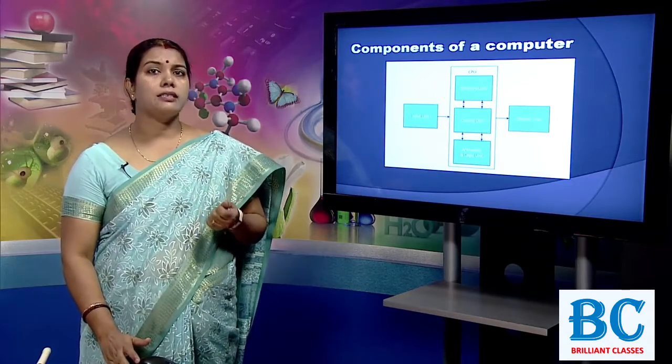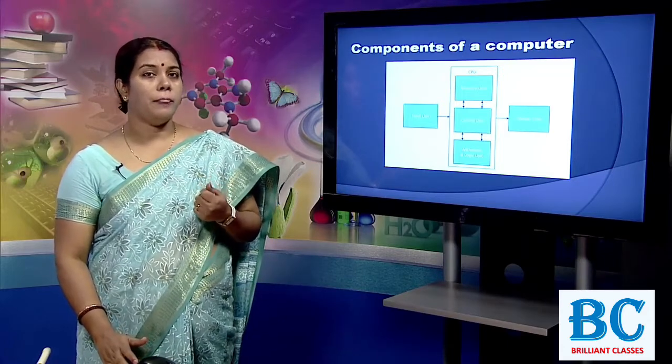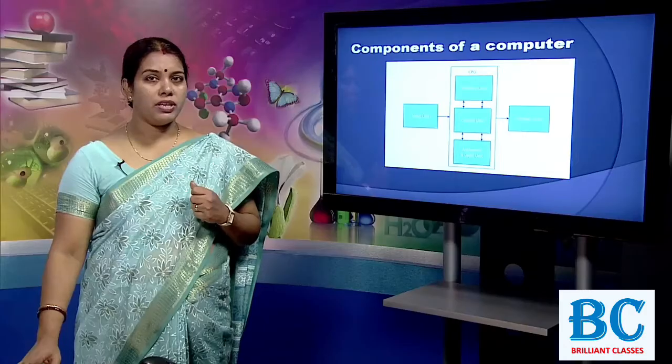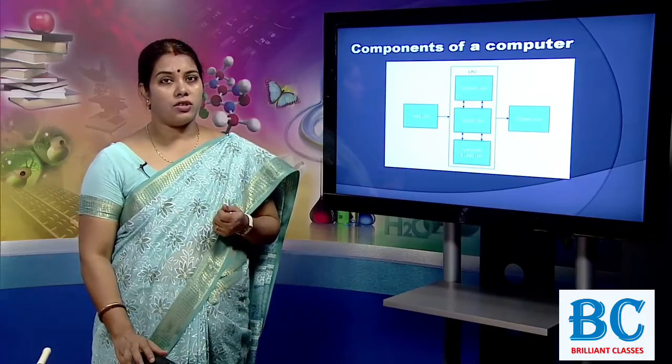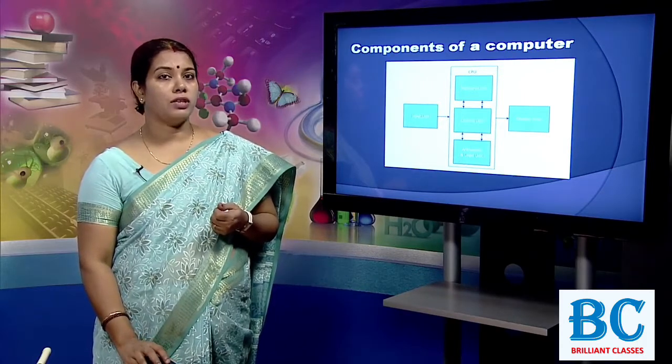The input devices translate the information into the form understandable by the computer. Let us come next to the CPU. CPU is considered as the brain of the computer. CPU performs all types of data processing operation. It stores data, intermediate results and instructions in the form of programs. It also controls the operation of all parts of the computer.